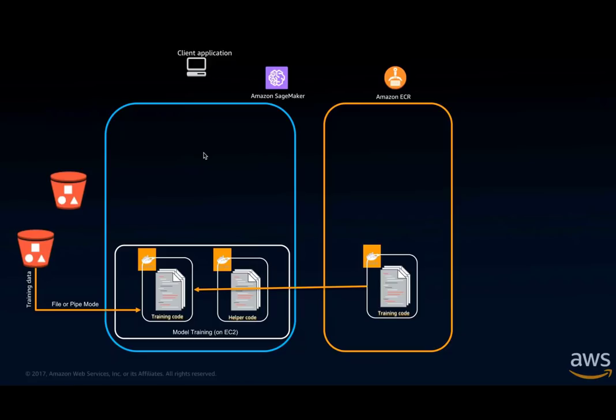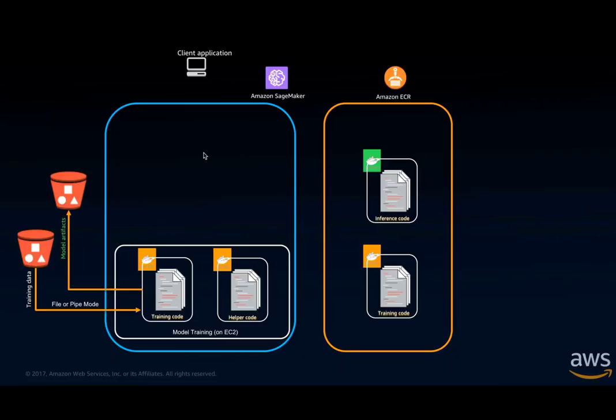Coming back to our SageMaker flow, you'll use either the file mode or the pipe mode to bring data into the training instance. The training job is run, and once it's finished, the model artifacts are uploaded into a different S3 folder, and the inference code is then packaged up into a Docker image and also posted on Amazon ECR. Now you're done with the training phase, and it's time to deploy your model.